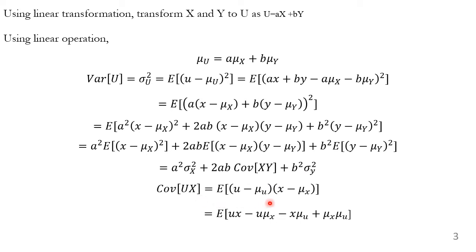The covariance of UX can be found using this formula: expectation of (U minus mu u)(X minus mu x). When I expand this, I get the expectation of UX minus U mu x minus X mu u plus mu x mu u.